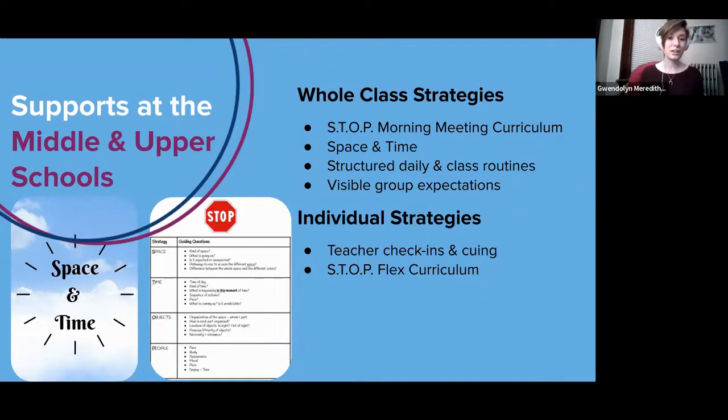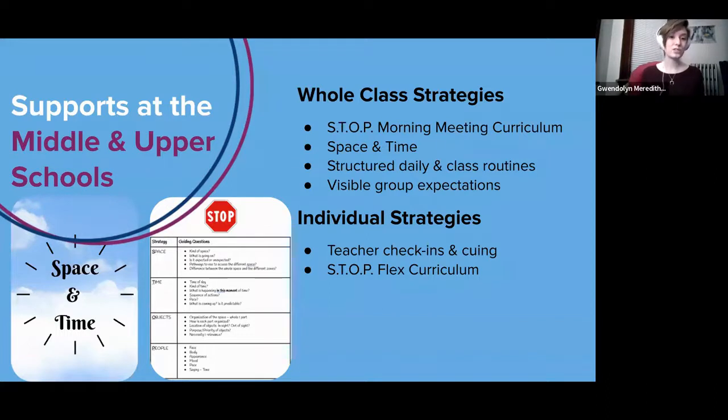We also make sure that we always have structured daily and class routines so that students are very aware of what they should be doing when the situation arises. When they walk in every single day to NCLU, they know what planners they need to get out. They know what desk they should be sitting at. We also make sure that we always have those visible group expectations, which is very key for our middle school students. So they know in this classroom, these are the expectations they should be having, so they're never guessing depending on the situation that they're in.